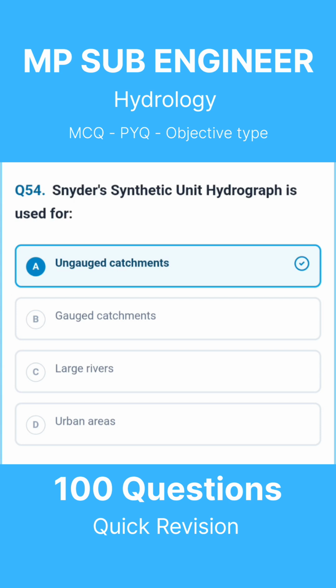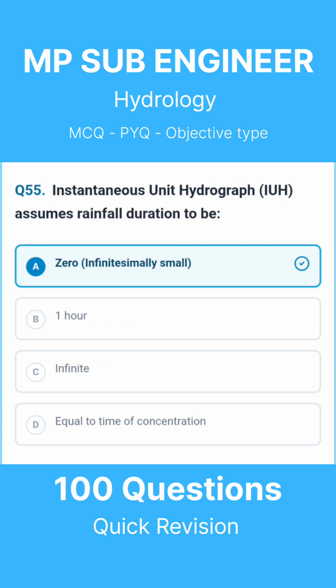Question 54. Snyder's synthetic unit hydrograph is used for. The correct answer is ungauged catchments. Question 55. Instantaneous unit hydrograph (IUH) assumes rainfall duration to be. The correct answer is 0, infinitesimally small.